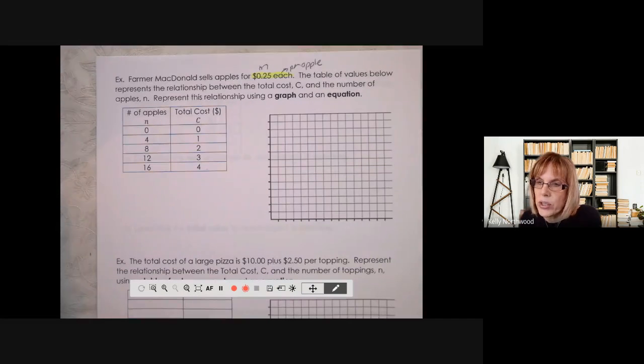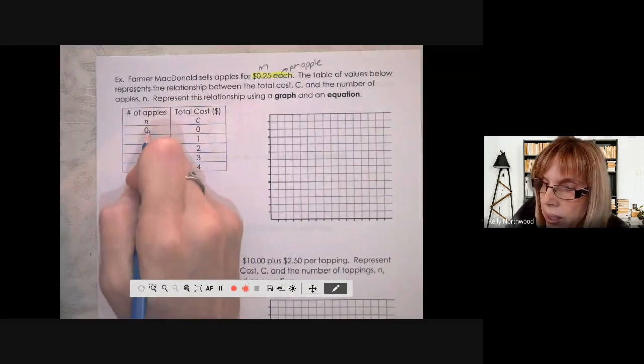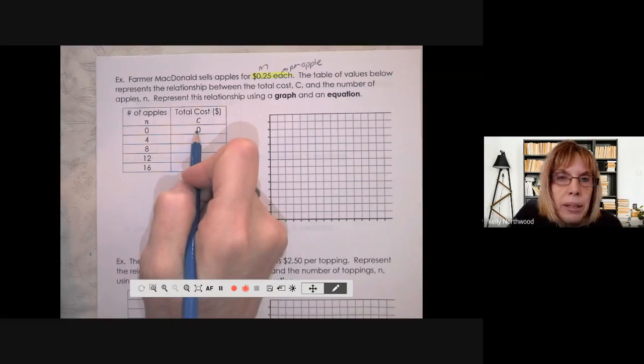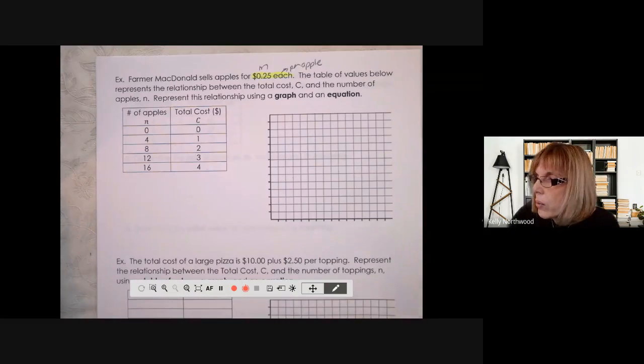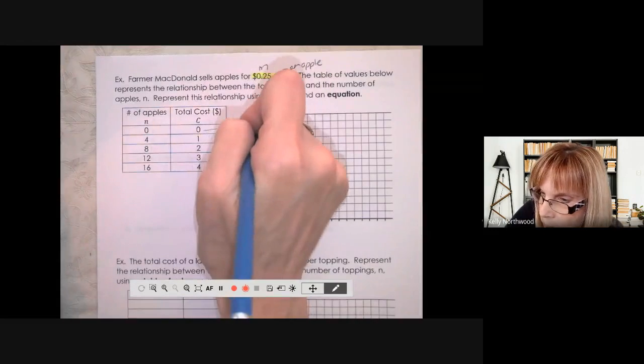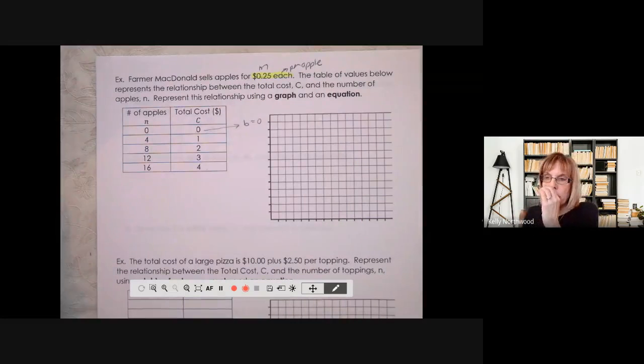I don't see an initial value. And if you look in the chart, beside zero, if you buy 0 apples, it costs $0. There's no down payment for a basket or anything. So I'm thinking the initial value is going to end up being 0. So I'm thinking B is 0, but we'll see whether that works out as well.